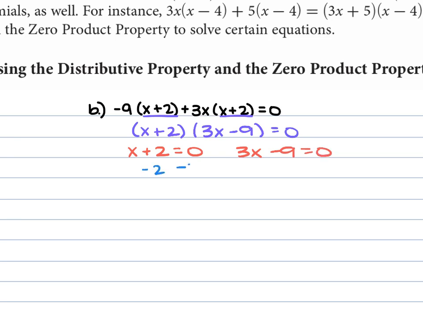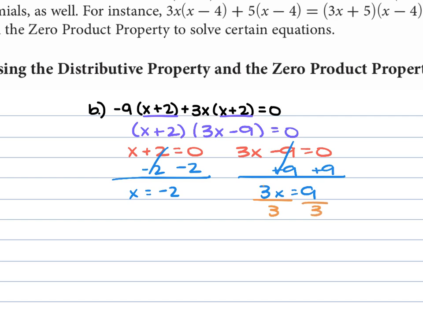So subtract the 2 from each side. We get x is equal to negative 2. Add the 9 to both sides. We get 3x is equal to 9. Then divide by 3. We get that x is equal to 3. So negative 2 and 3 are our solutions.